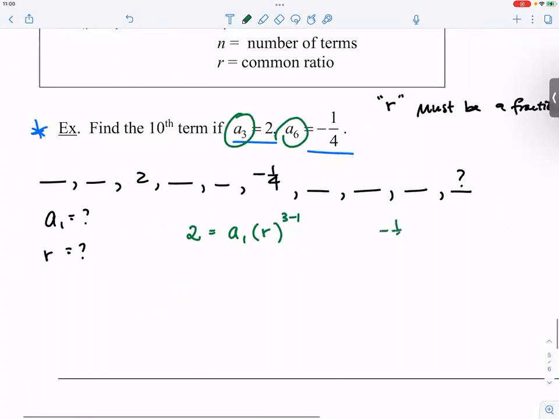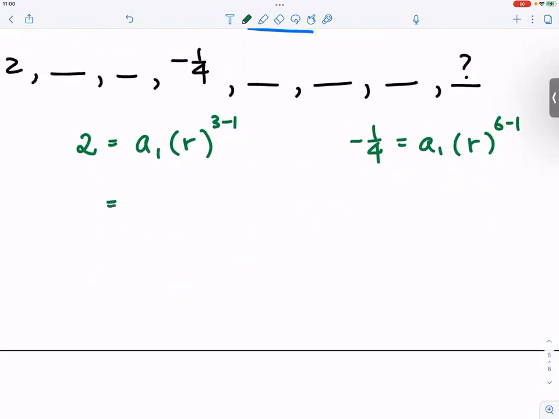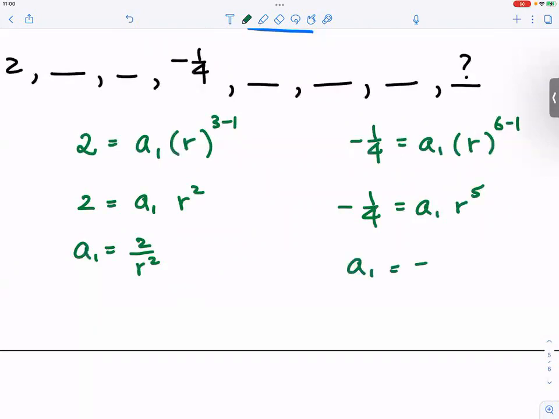Just get the other equation. What's the other equation? Negative 1/4 is equal to A1 times R raised to the 6 minus 1 power. Now it seems like it'll be a lot easier to solve for A1. So A1 times R squared is 2, and A1 is equal to 2 over R squared. That's A1. And then the other equation: negative 1/4 equals A1 times R to the 5th power, so A1 is equal to negative 1 over 4R to the 5th power.